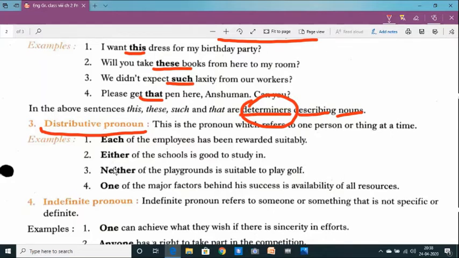Here each, either, neither, one, all these are distributive pronouns because they distribute the work, the things. Each of the employees: so many employees are working, but each of the employees has been rewarded suitably. Either of the schools is good to study in. Neither of the playgrounds is suitable to play golf. It keeps the negative meaning, which means no playground is suitable to play golf. One of the major factors behind his success: there are so many factors, but one of the major factors behind his success is availability of all resources.